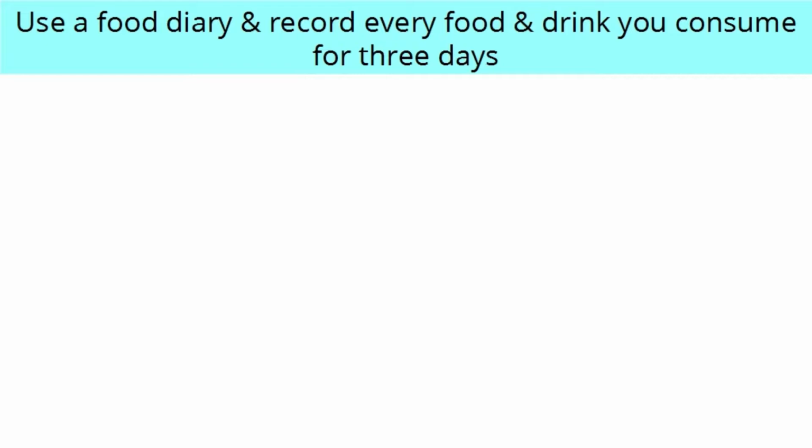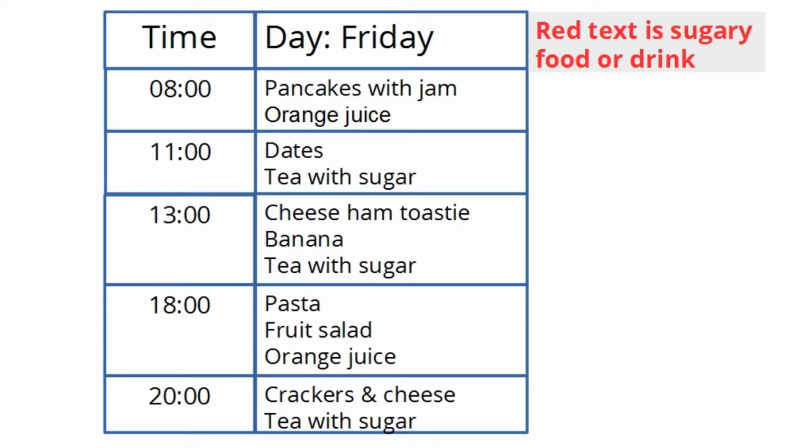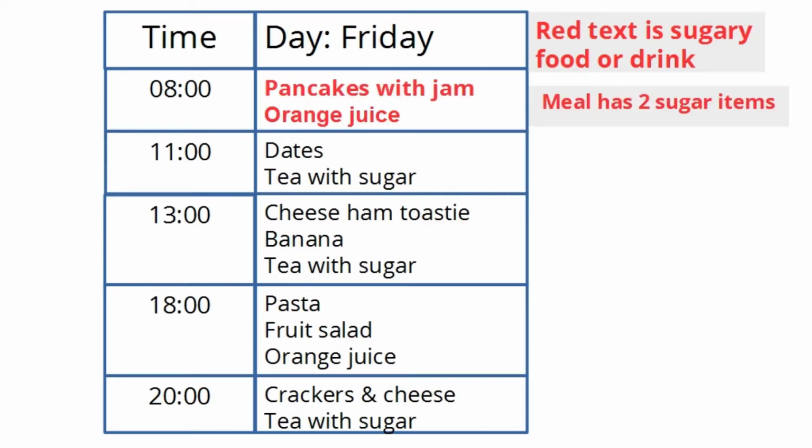Use a food diary and record every food and drink you consume for 3 days. Diet analysis. Example of an adult food diary. The 8 a.m. meal of pancakes with jam and orange juice has how many sugar items? There are 2 sugar items of jam and orange juice.